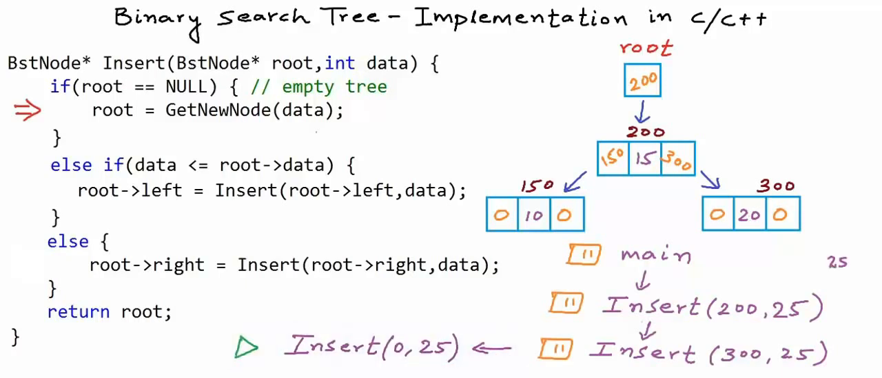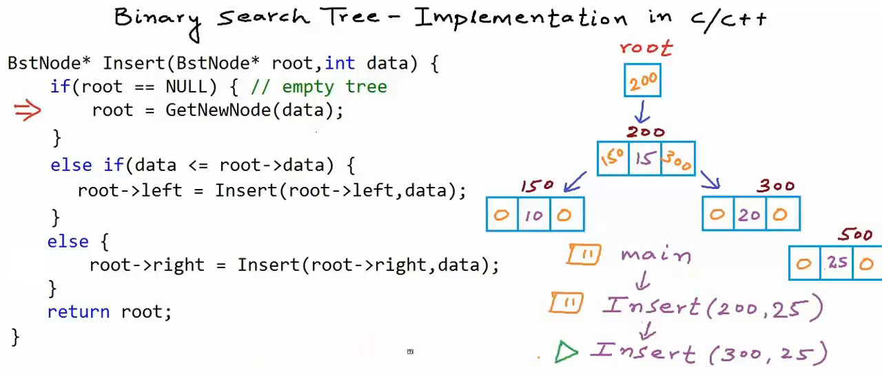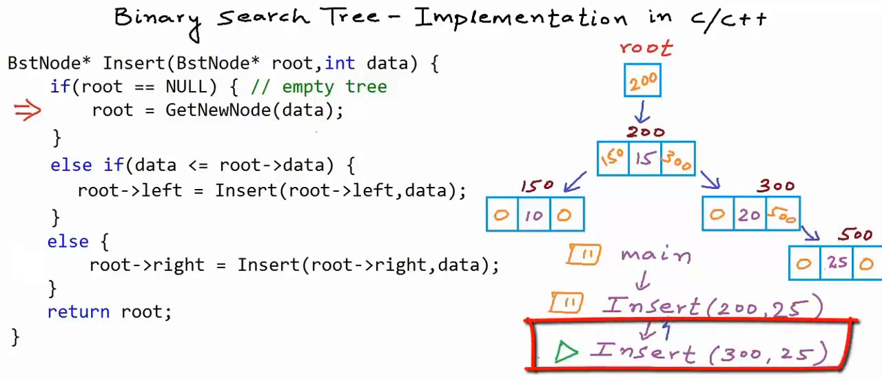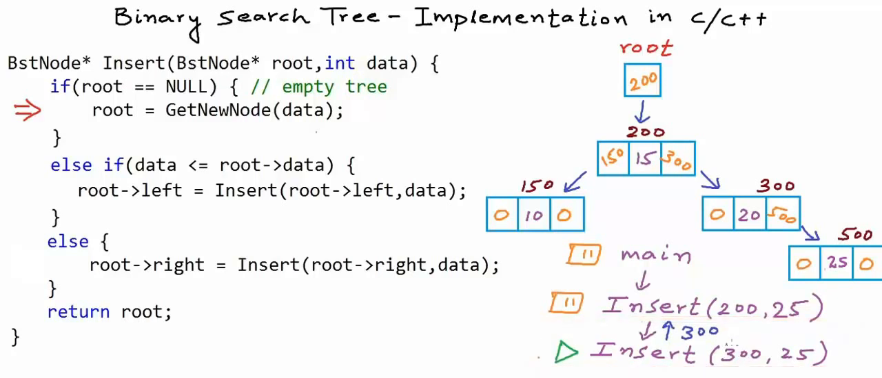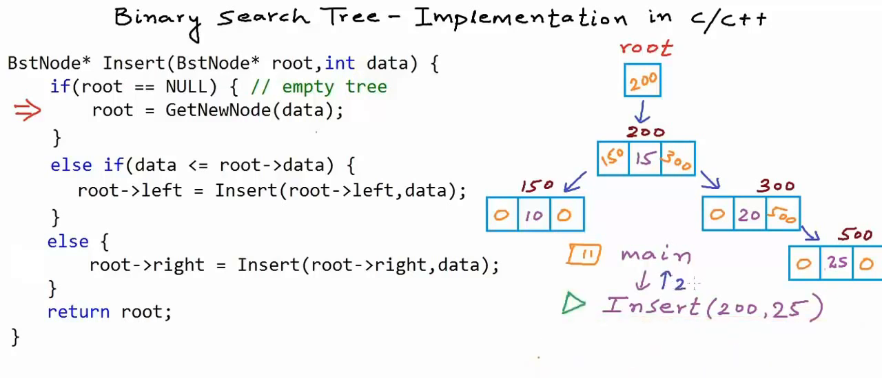A node will be created. Let's say we got this node in heap at address 500. This particular call, insert 25, will return 500 and finish. Now for the node at 300, right child will be set as 500, so this link will get built. Now this guy will return 300. The root for this subtree has not changed, and this first call to insert will also wrap up. It will return 200.